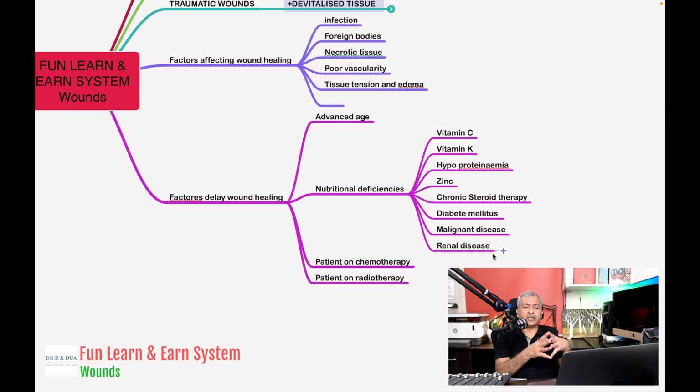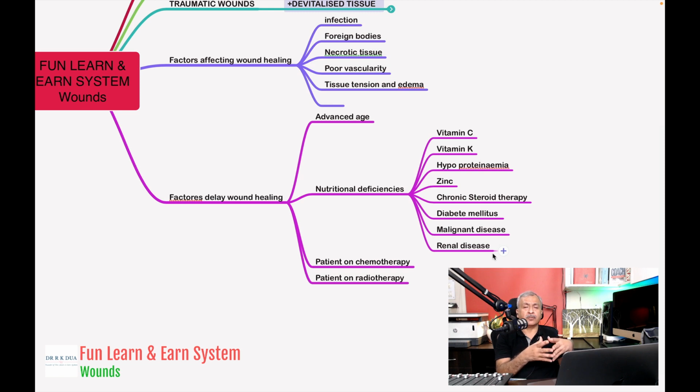So for all the factors which can lead to poor wound healing, we have to look for them, and if it is possible to remove them, we have to remove them, or if it is possible to decrease their intensity, we have to decrease it. In every way we have to facilitate the healing process of the body so that wound healing takes place in the shortest possible time. So wound healing is very important.